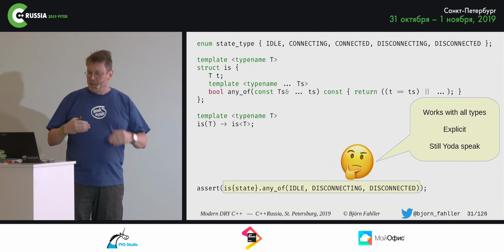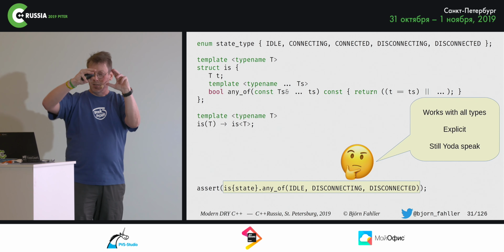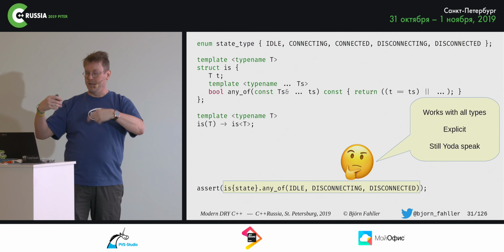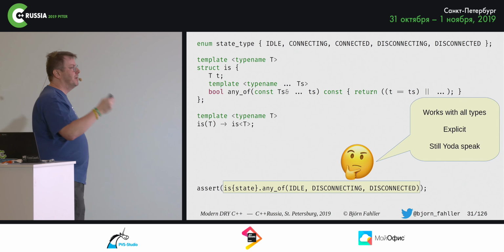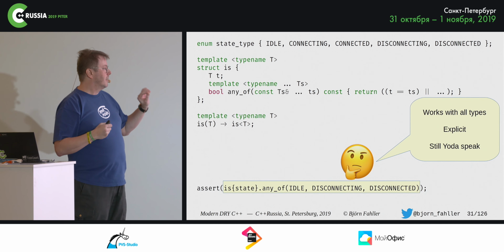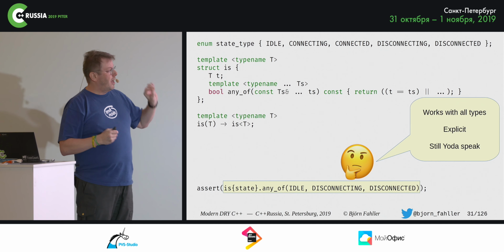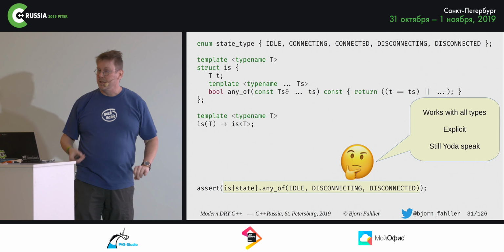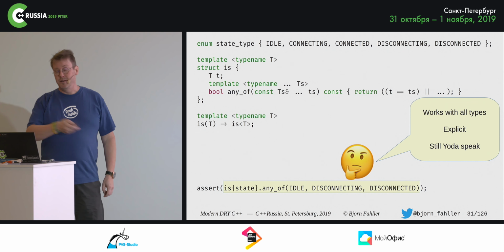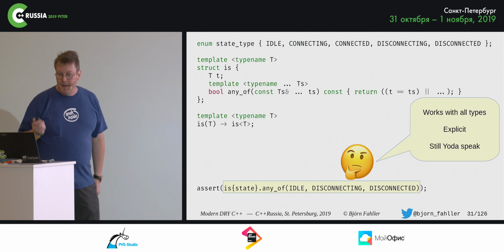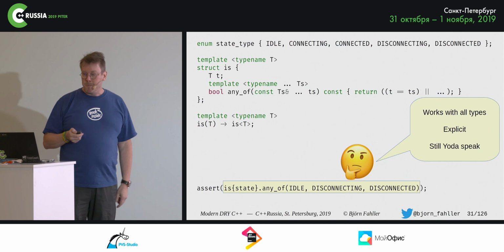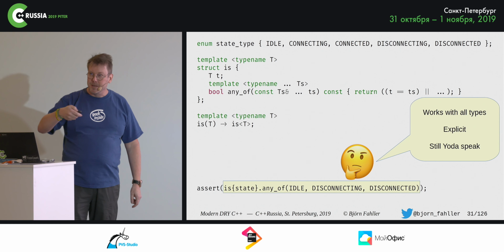So with this, we can now write is_state_any_of idle, disconnect, and disconnected. This still works with all types. It's very explicit. I like that, because we can see that is_state is any of these alternatives. This is good. It's still Yoda speak, so it annoys me still, because I'm like that. But it's useful, I think. We're getting somewhere.